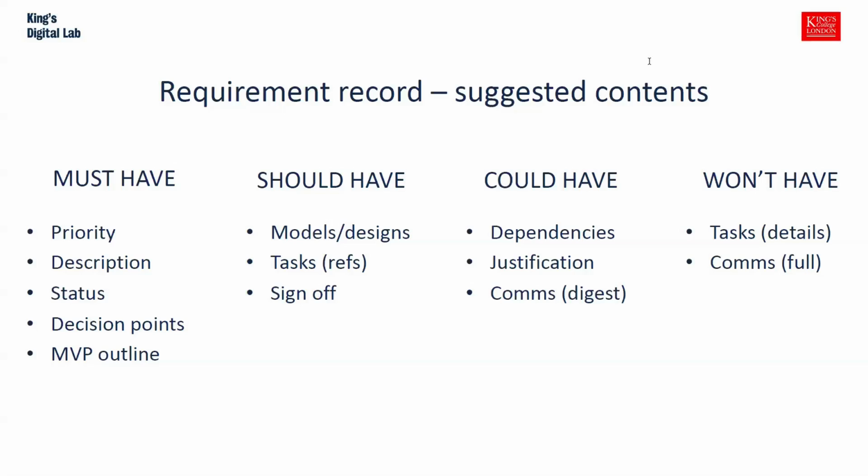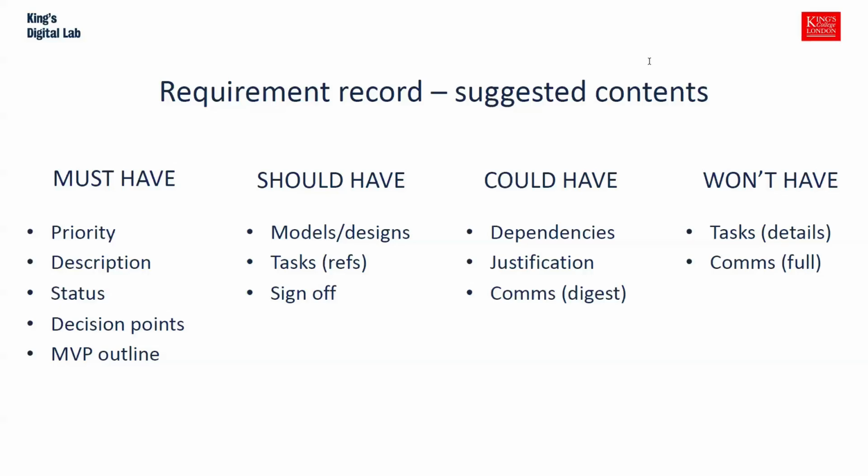Decision points is very important. I was saying, for example, if you've got a choice of implementations, method A, method B, and method A is chosen, why? There has to be a record of this was the decision and these were the reasons.